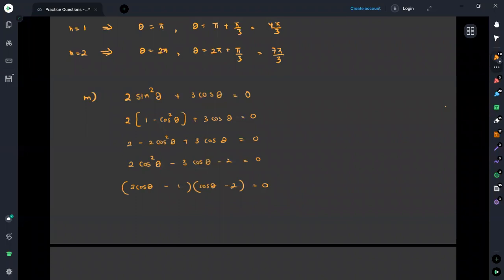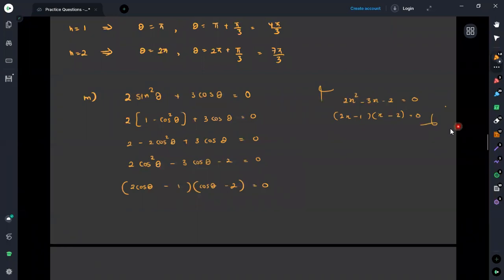In previous sections we have defined how we can factor a quadratic expression. Apart from thinking of this as cosine theta, you can simply take it in the form of 2 times x squared minus 3x minus 2. Instead of cosine theta, we have used x, and then we can easily factor it. It is 2x with x, then here it is minus 2, and here this should be minus 1. Thinking this way, we can easily factor it.